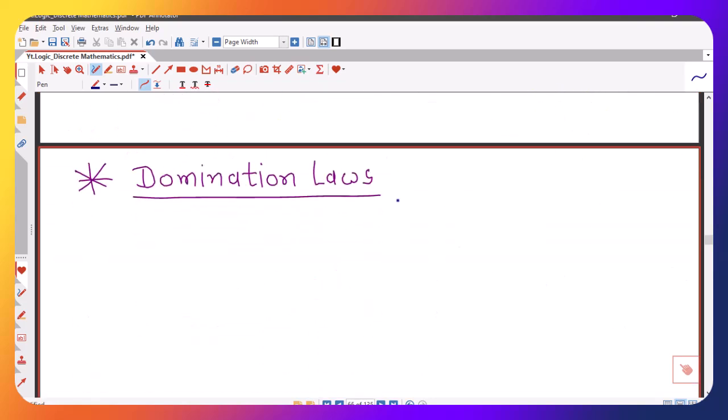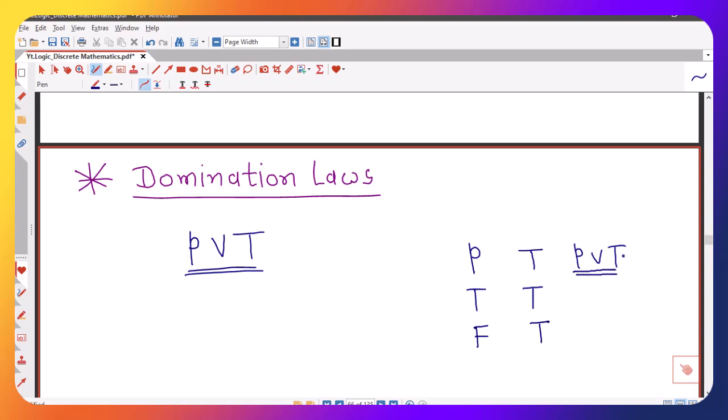Second form is domination laws. So domination laws means suppose I consider P or capital T, then again we can use truth table to understand the equivalent statement or proposition to this P or T. So suppose for P I have two possibilities, true and false. This is always true, and OR operator says that if at least one is true, then this compound proposition is true. So here both are true, therefore this is true.